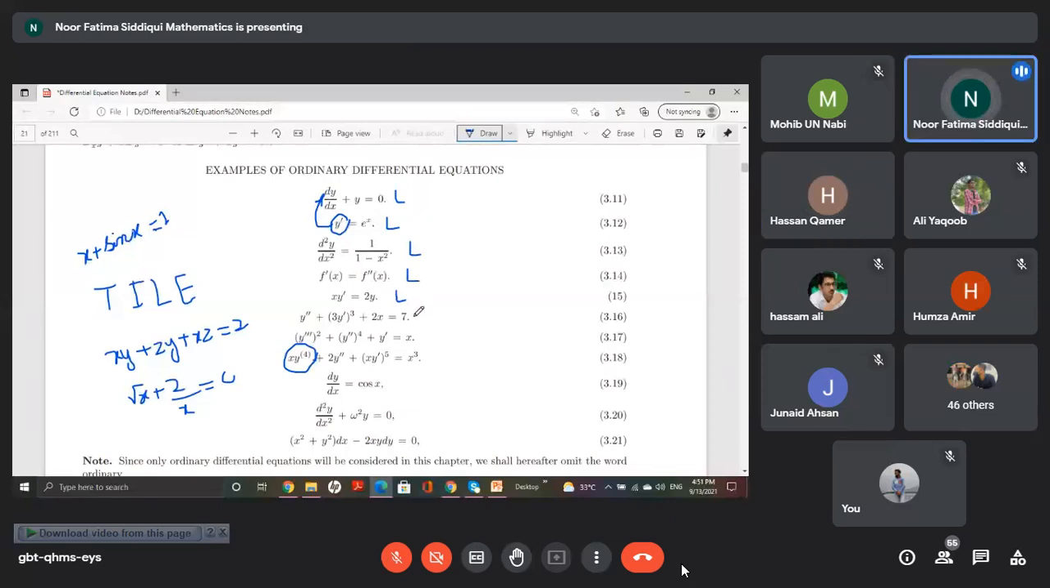What about 3.16? Linear or non-linear? Linear. If linear, say linear. If non-linear, say non-linear. Answer one by one. Those who are saying linear, why is it linear? 3.16 is linear because it is multiplied by the independent number 3. It is not multiplied with any dependent or independent variables. Okay, anyone else? All of you agreed with the statement that y prime is multiplied by 3, so it is a linear equation.